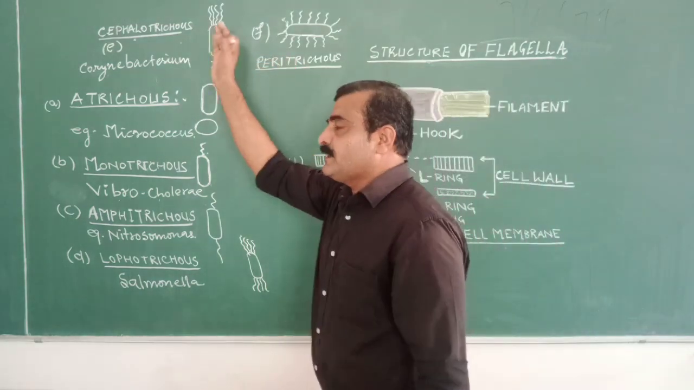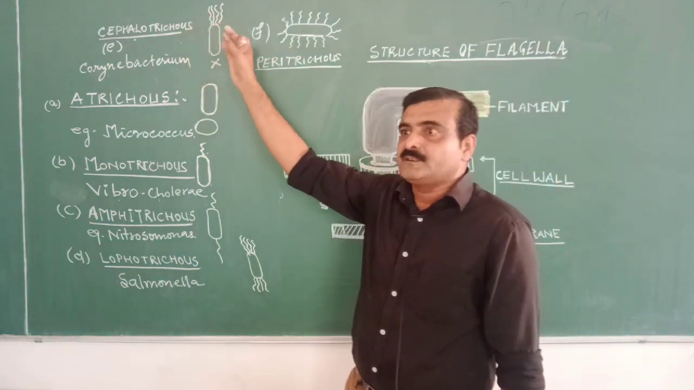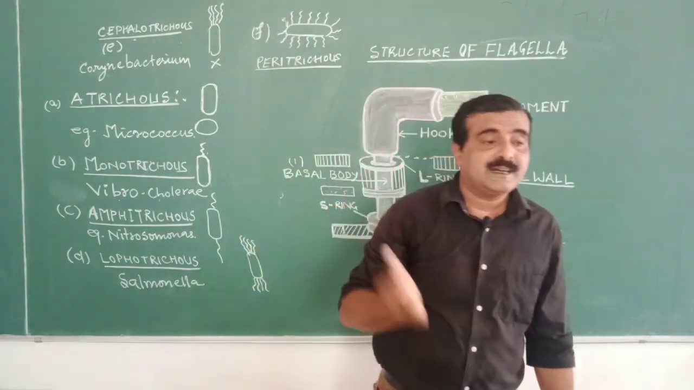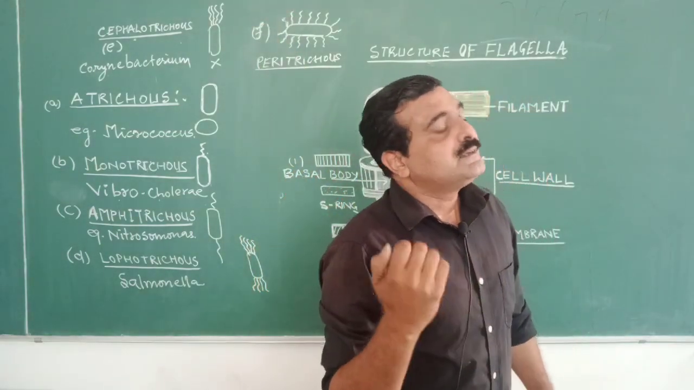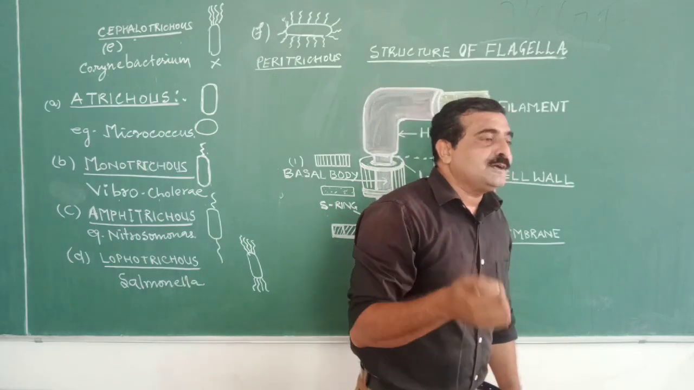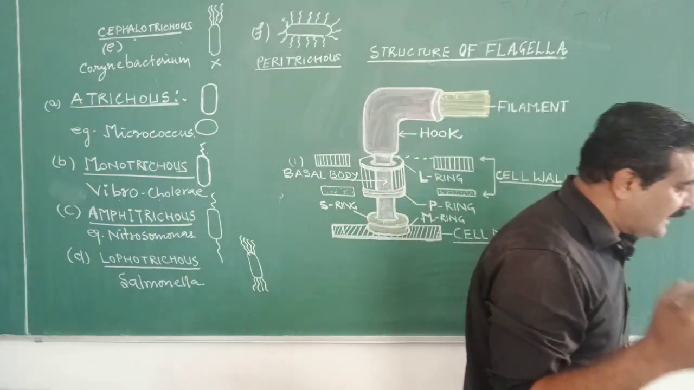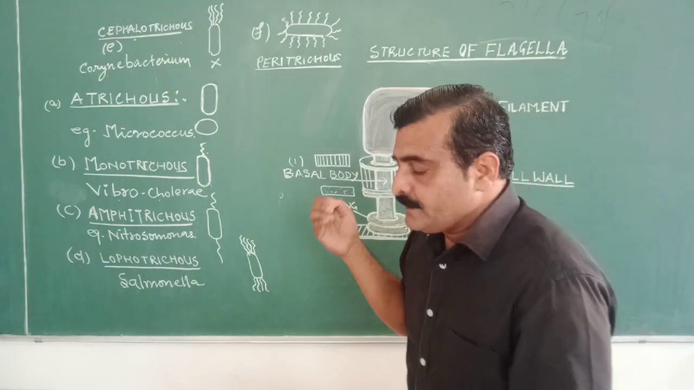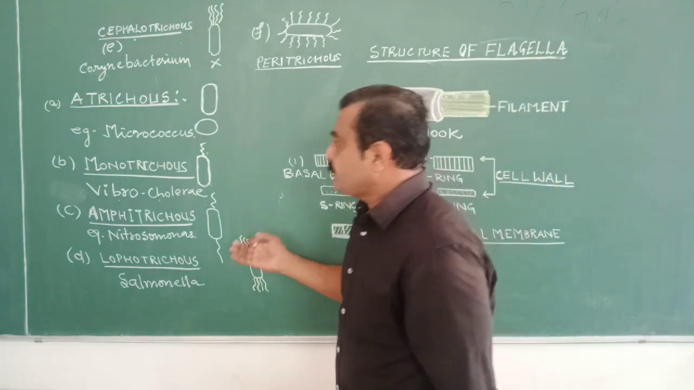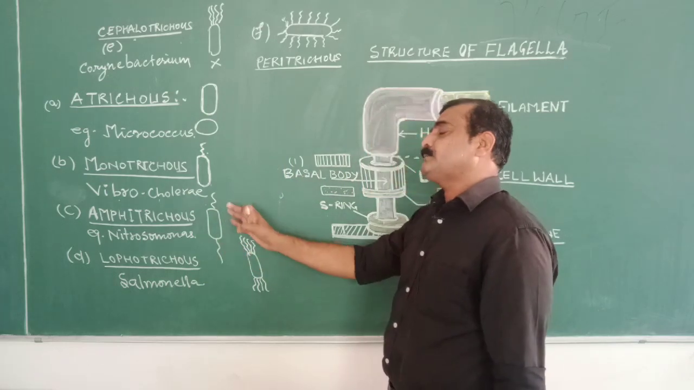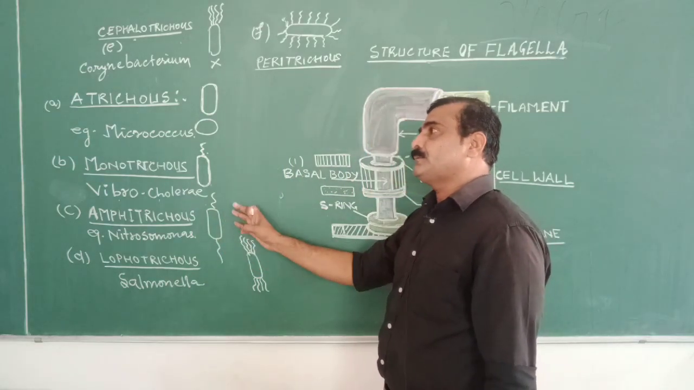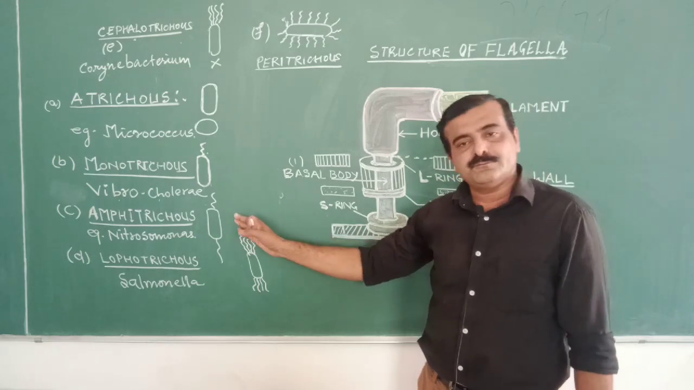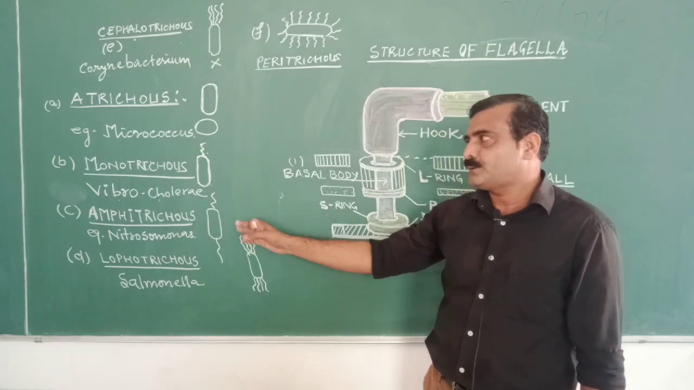When the flagella is present as a bunch at one end, this is known as Cephalotrichus. When the flagella is arranged in bunches on both ends of the bacteria, this is known as Lophotrichus. When a single flagellum is present at both ends of the bacterium, it is known as Amphitrichus. Example is Nitrosomonas.